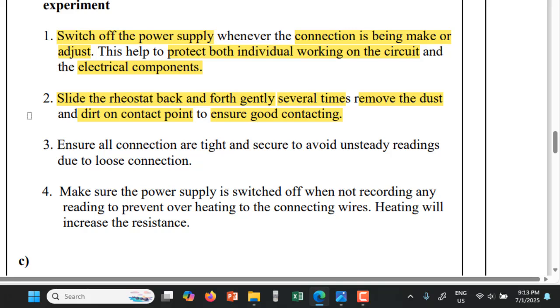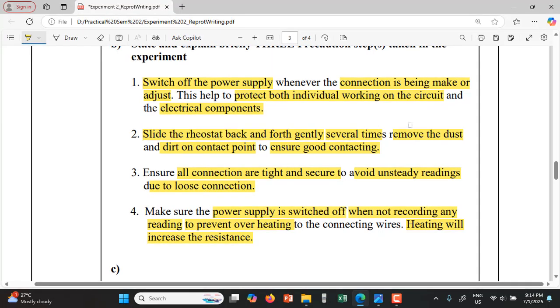Dan sekali lagi, bila kita buat connection, kita kena make sure all the connections are tight and secure to avoid unsteady reading due to the loose connection. Kita make sure the power supply is switched off when not recording any readings. Why? This one is because we want to prevent overheating, especially to the connecting wire, because heating might increase the resistance of the circuit. Okay, so lain kali kena ingat, apabila anda tidak melakukan sebarang bacaan, pastikan anda cabut switch tu supaya kita tidak overheating the circuit. So ini adalah antara precautions yang kita boleh masukkan untuk eksperimen 2.